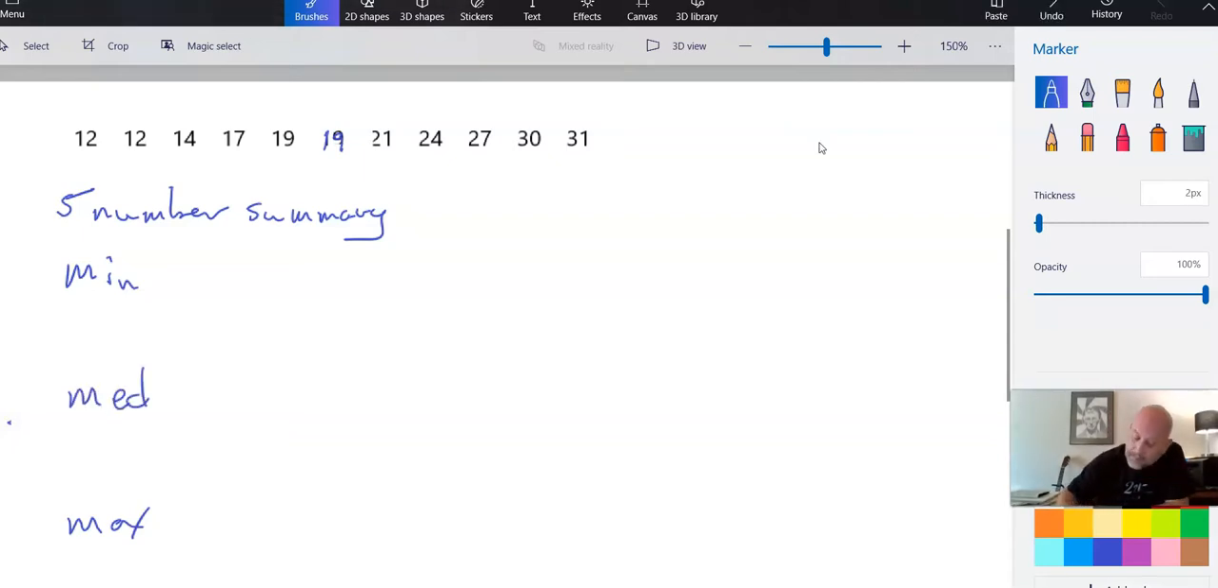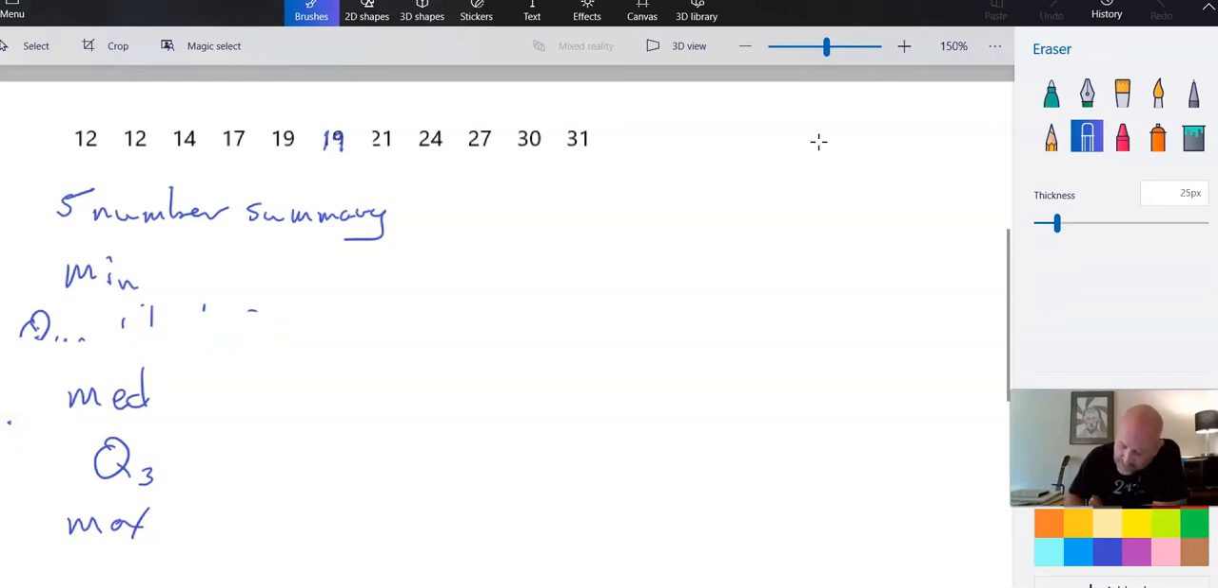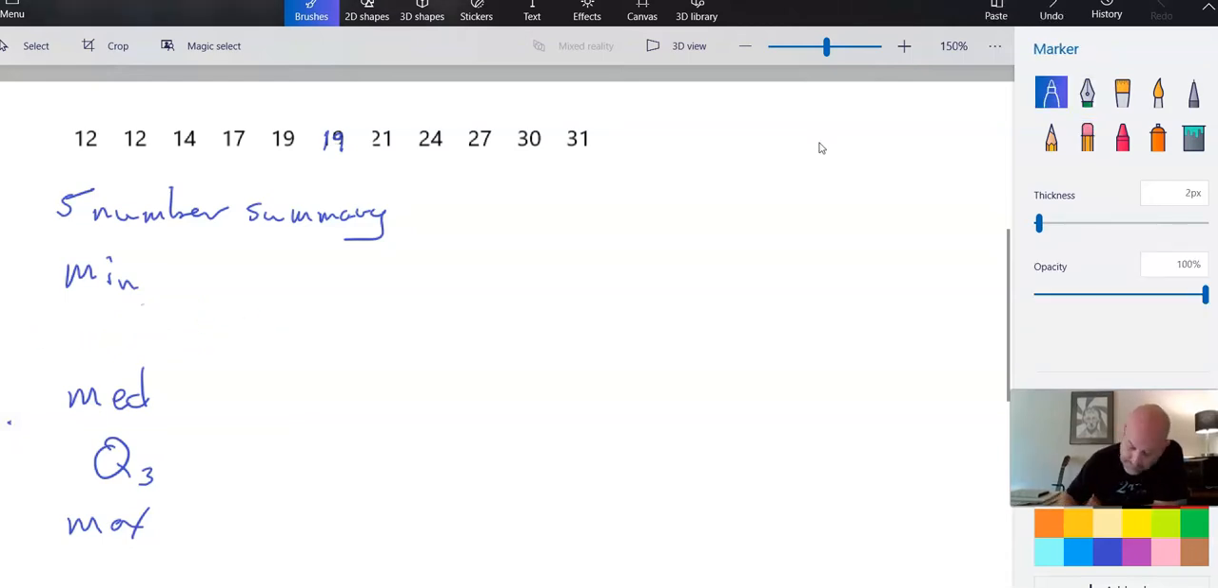And then we need quartiles. Now, quartiles are kind of like medians, but instead of a median, which breaks your data into 2 equal pieces, quartiles break it into 4 equal pieces. So we'll talk about how to find those shortly. Quartile 1 we use the symbol Q1, and then we also have the symbol Q3 for quartile 3. Actually, I'm just going to write Q1 so it doesn't take up so much space.